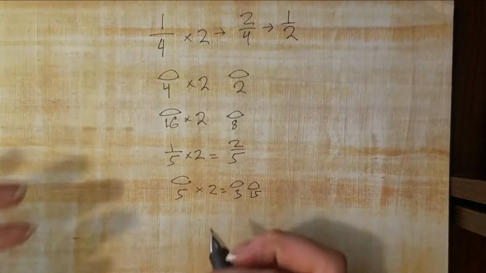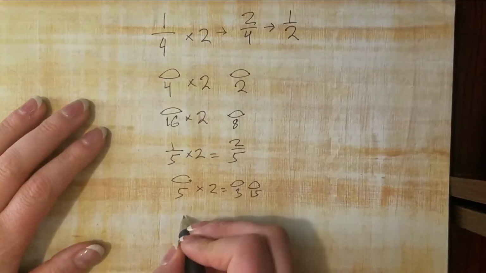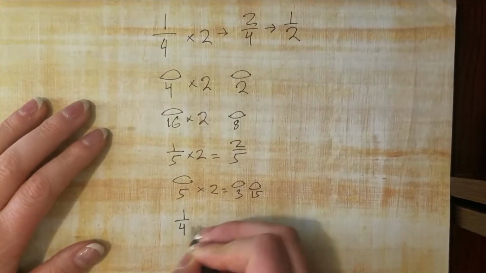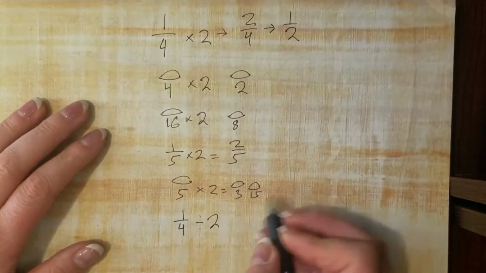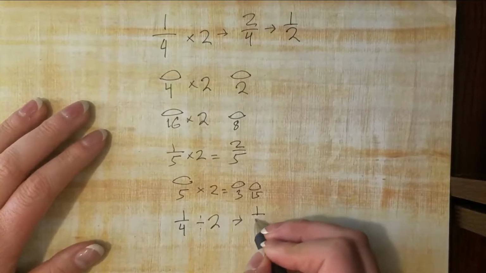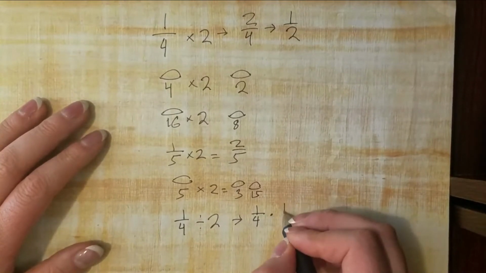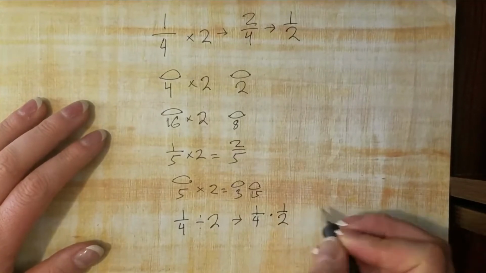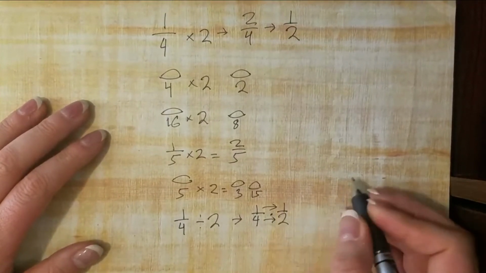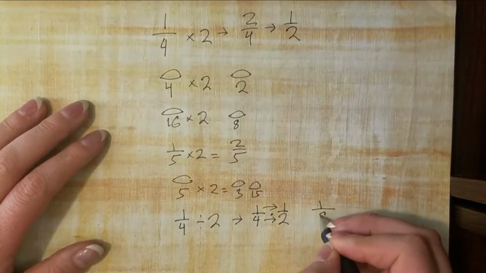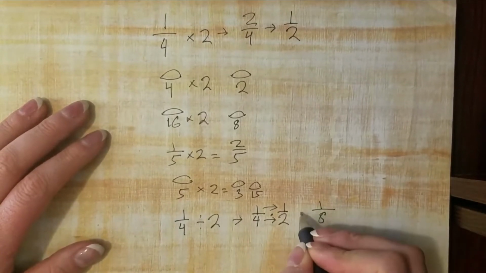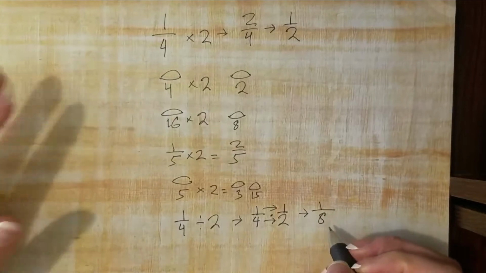Now, dividing by 2, if we had 1/4 divided by 2, we would copy and multiply by the reciprocal, and then multiply across. We would get 1/8, and that's where we get that copy, flip, copy, flip. It's an algorithm. We memorized it. It doesn't always make sense.